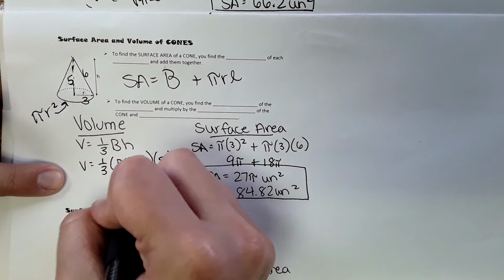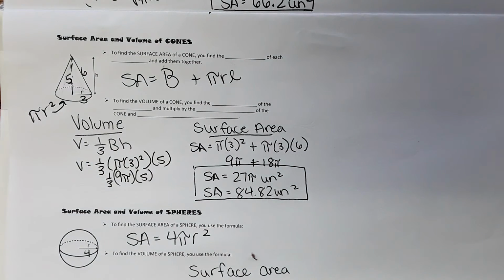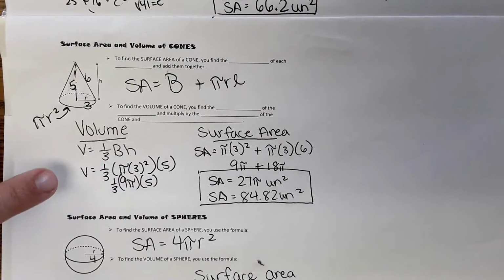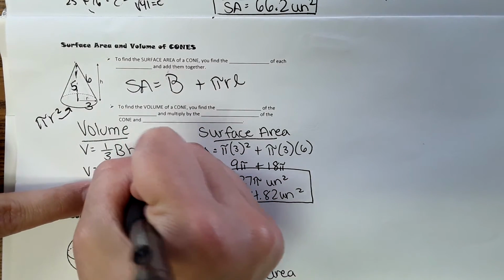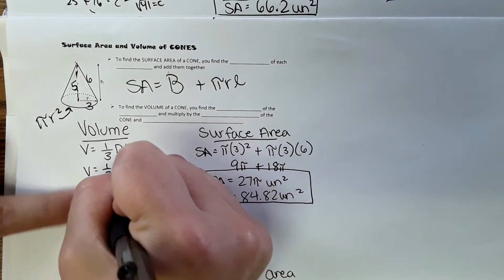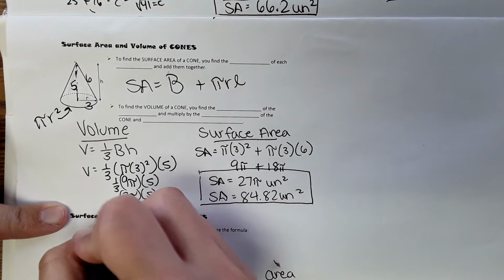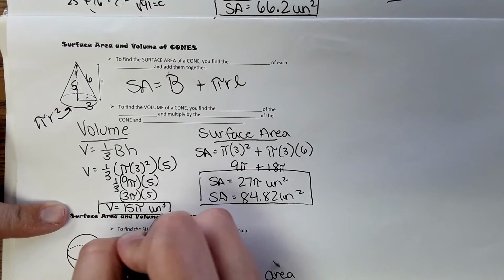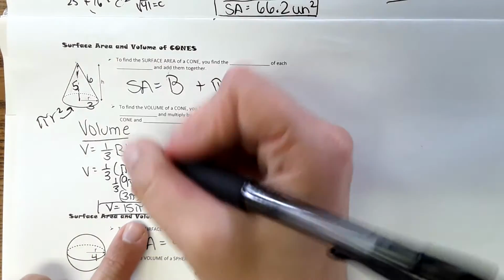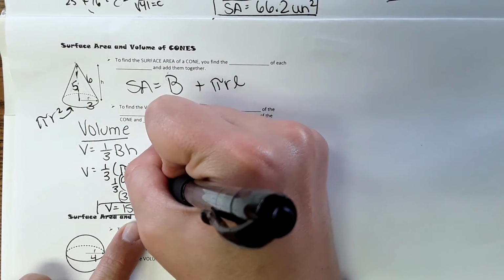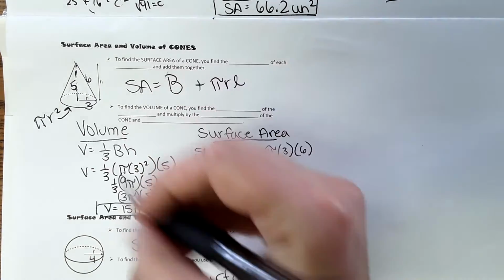You get 9 pi. You can multiply these in any order. 1/3 of 9, I can do that in my head, and I'll get 3 pi times 5. So I get 15 pi units cubed for the volume. And if I were to multiply that by pi, it would come out to 47.12 units cubed.